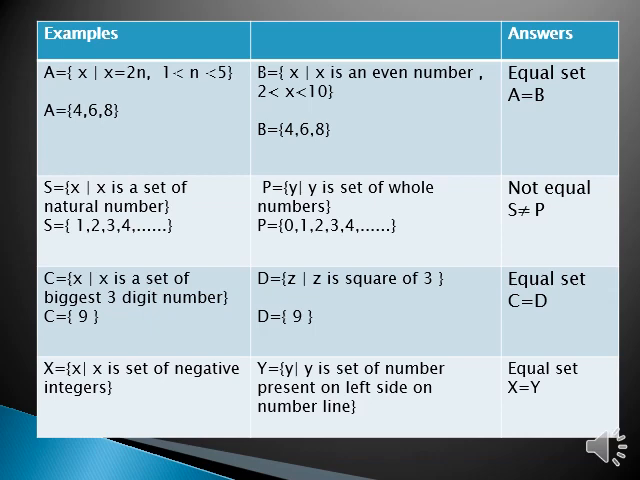Now X is a set of x elements such that x is a negative integer, and Y is a set of numbers present on the left side of the number line. Now as we know, on the number line at the right side positive integers are there and at the left side negative integers are there. Means again both will have negative integers only. Thus X and Y are also equal sets.